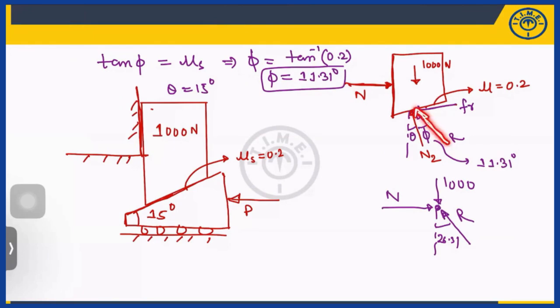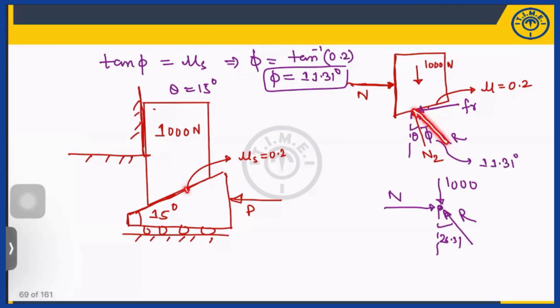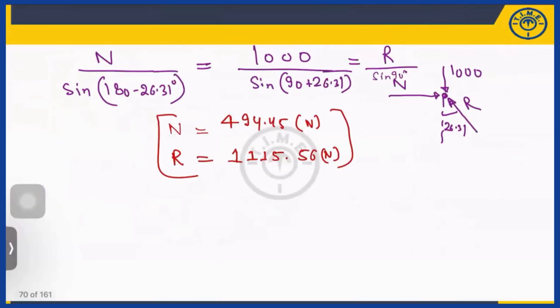Now, if this is the reaction, can I apply the same reaction over here? Because this is the reaction offered by the wedge on this particular block. The same normal reaction will act here. Now I will draw the free body diagram of this block. Let us suppose this is the block. This is the reaction R. What is this reaction making with the vertical? This angle is 26.31.